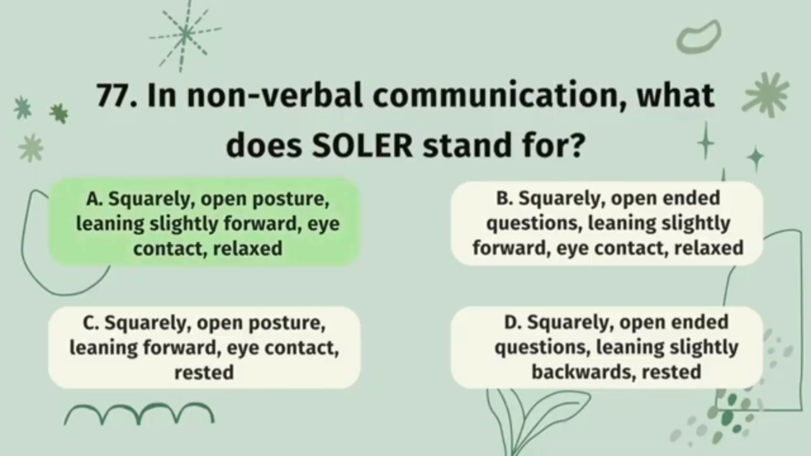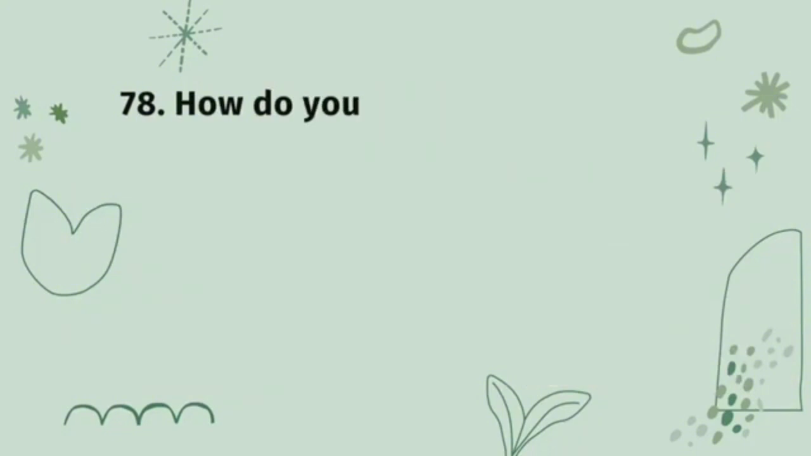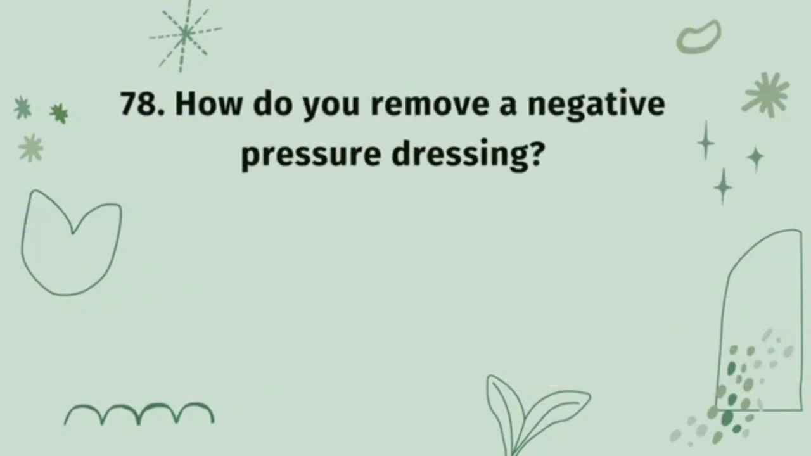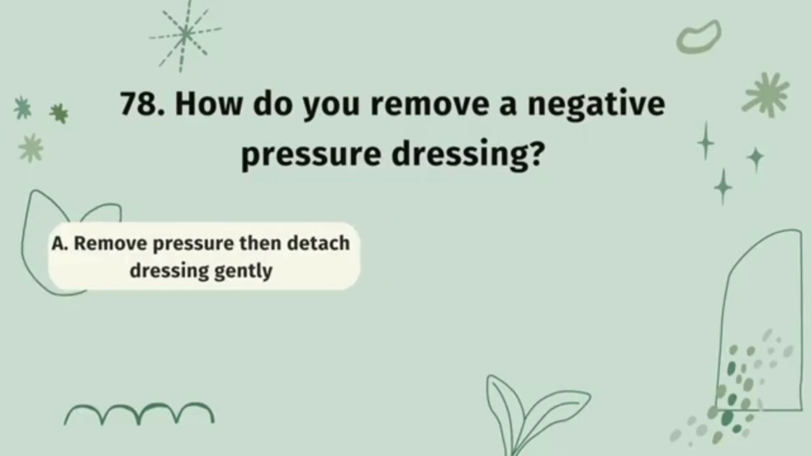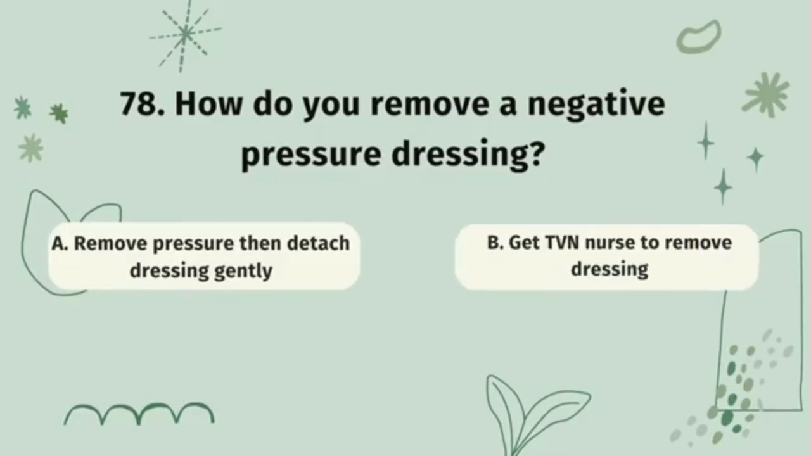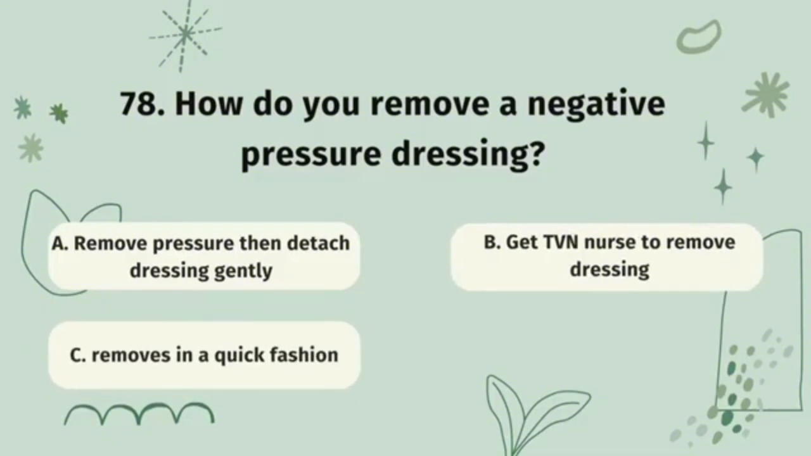The correct answer is A. Question 78. How do you remove a negative pressure dressing? Option A, remove pressure then detach dressing gently. Option B, get TV and nurse to remove dressing. Option C, remove in a quick fashion.